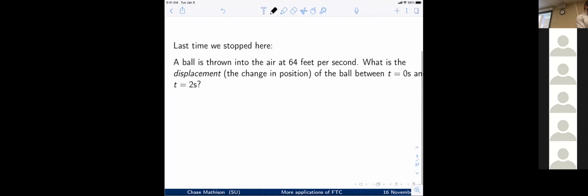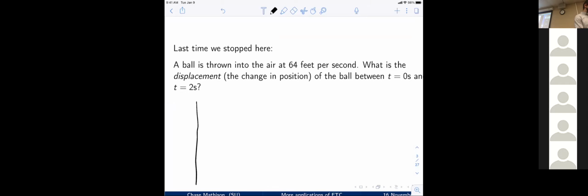Okay, so last time we stopped here. A ball is thrown into the air at 64 feet per second. What is the displacement? That's the change in position of the ball between t equals 0 seconds and t equals 2 seconds. Okay, so let's look at a drawing real quick.